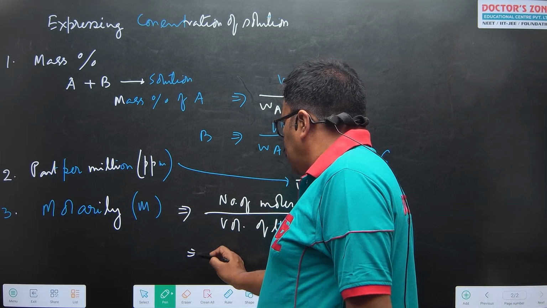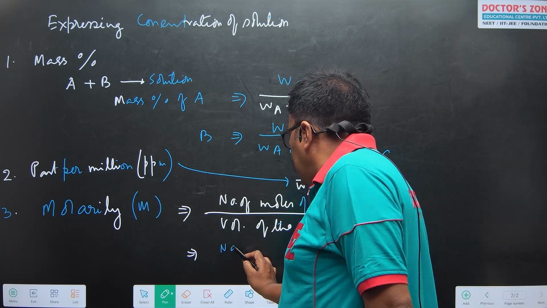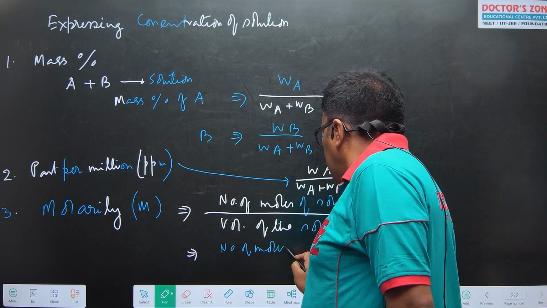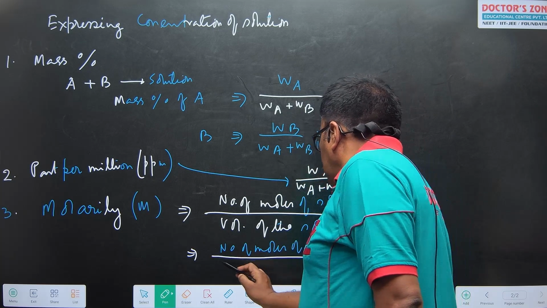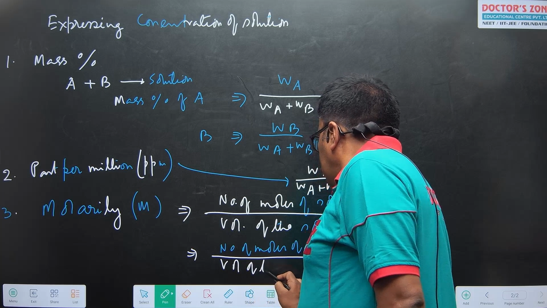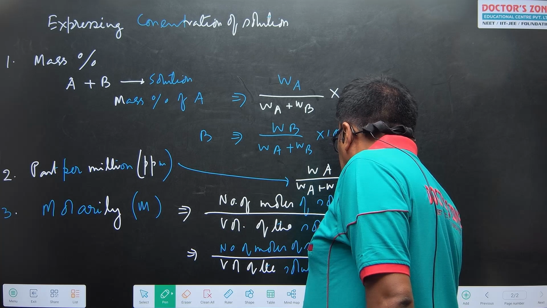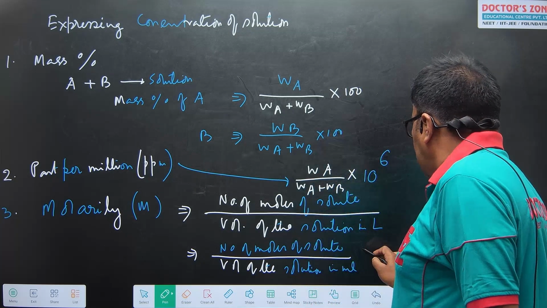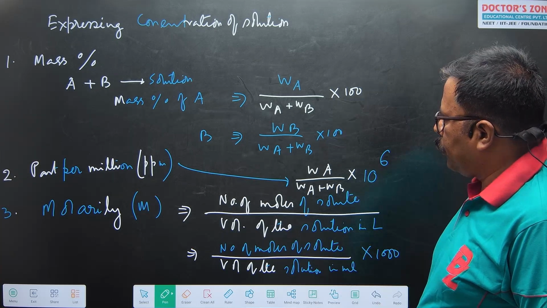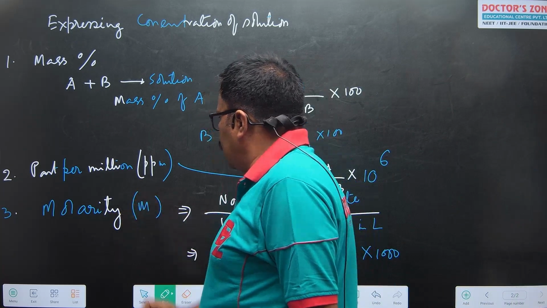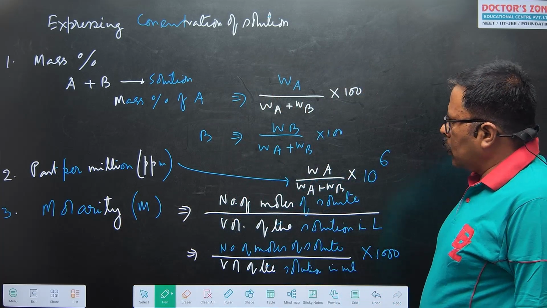अगर वॉल्यूम द सॉल्यूशन ml में है तो ये ऐसा हो जाएगा, नंबर ऑफ मोल्स ऑफ सॉल्यूट वॉल्यूम ऑफ द सॉल्यूशन इन ml इंटू 1000, ये हो जाएगा. सो दिस इज द definition of molarity.